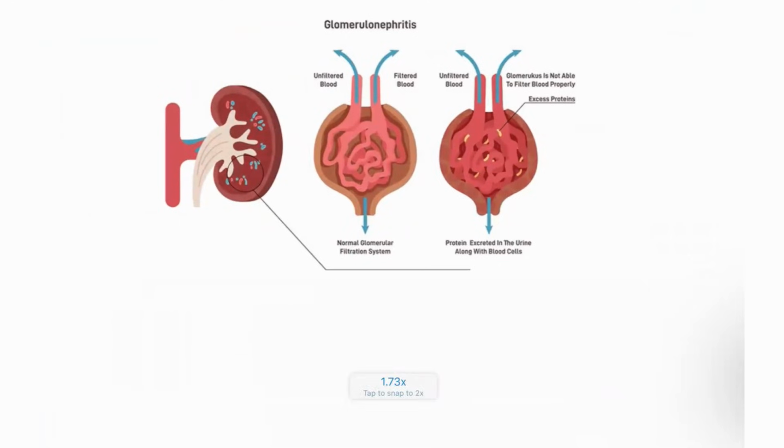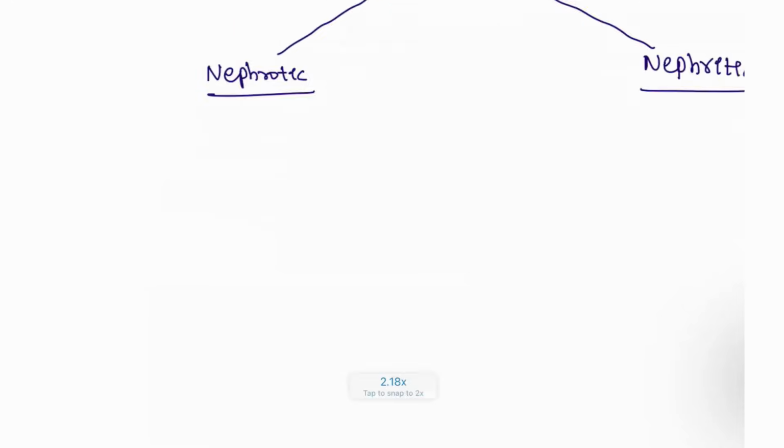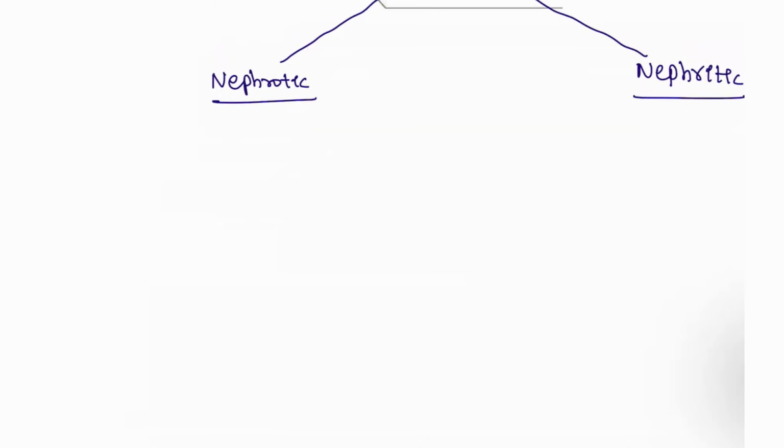So glomerulonephritis, as we discussed earlier, there is a filtration barrier. If the filtration barrier is not working properly, then the glomerulus is going to be inflamed. There are two types of conditions. One is the nephrotic and the other one is the nephritic. Before we see the conditions, we'll see the symptoms.